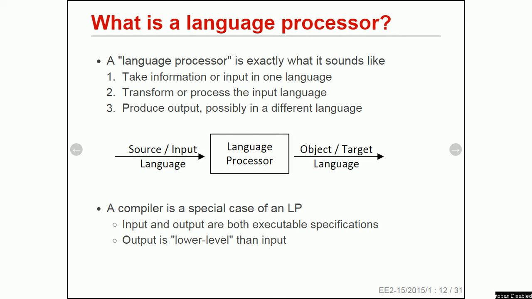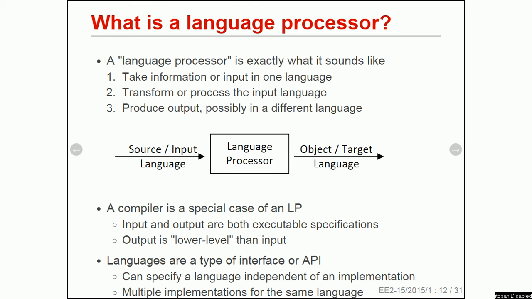This is not a compilers course as such, it's a language processors course, and a compiler is seen as a special case of a language processor. We will be looking at some of the compiler specific stuff towards the end of the course, and in particular, what does it mean to lower a language? How do you go from a high level language like C to a low level language like assembly?